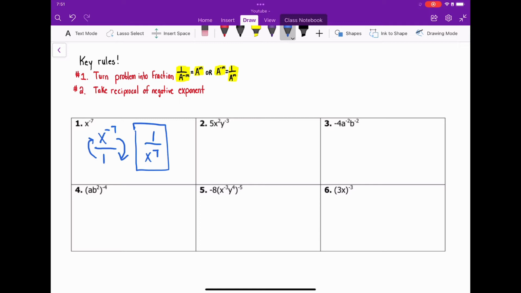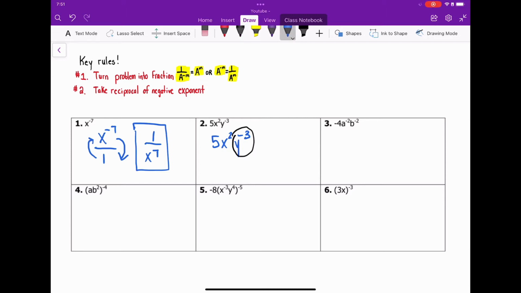But let's say we have more than one exponent, like in problem number two. So in problem number two, we have 5x squared y to the negative third. So we notice that only one of these variables has a negative exponent, right? So let's just make sure we understand that.